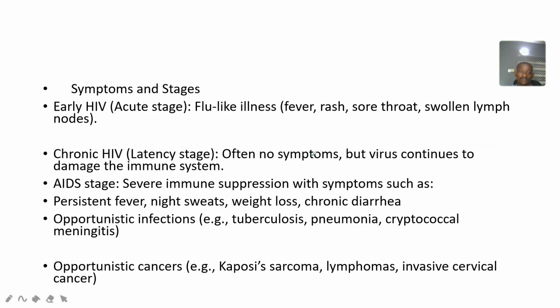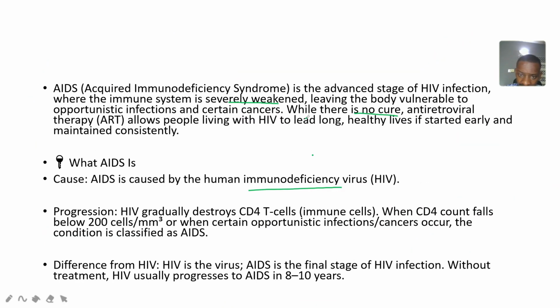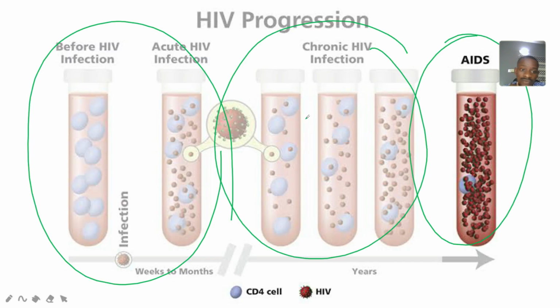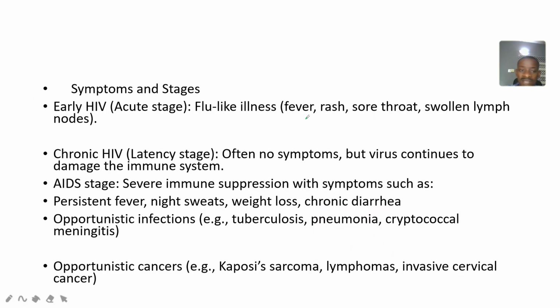So symptoms and stages, you have the early HIV. This is just a normal picture, but if I explain, you guys can know it's just this picture. You can pause to observe. So you have the early one where you have fever, rashes, sore throat, swollen lymph nodes, not anything serious. It gets chronic. Normally, no symptoms even. Yes, the virus goes down and keeps destroying. Then you have the AIDS stage where it has destroyed too much.